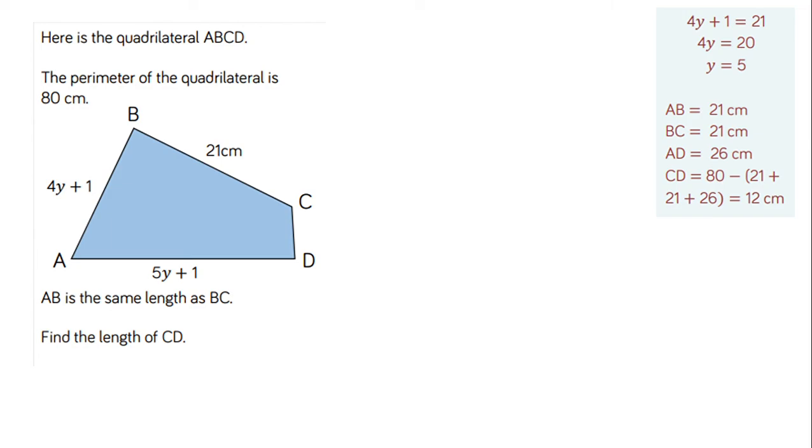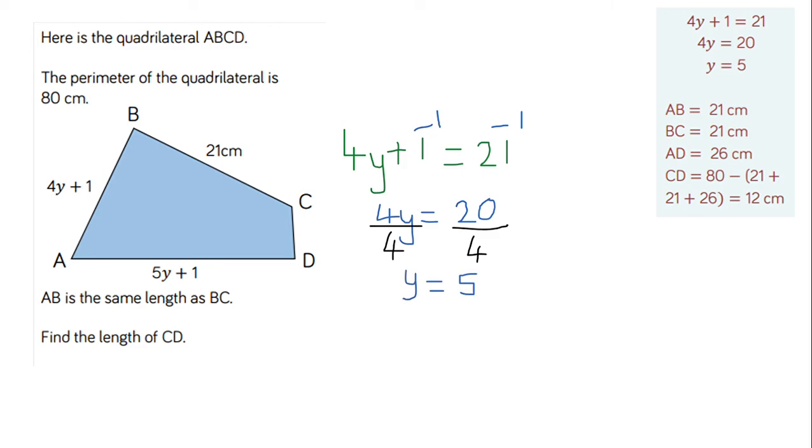Okay, so here is the quadrilateral ABCD. The perimeter of the quadrilateral, that's the distance all the way around the outside, is 80 centimetres. We have a missing amount here, so we need to find this length here. What we do know is AB is the same as BC. So we know that 4y plus 1 equals 21. Now we can find out the value of y because we know that fact. We're going to take 1 from each side to leave us with 4y equals 20. We can then divide both sides by 4 to give us the value of y. So y equals 5.